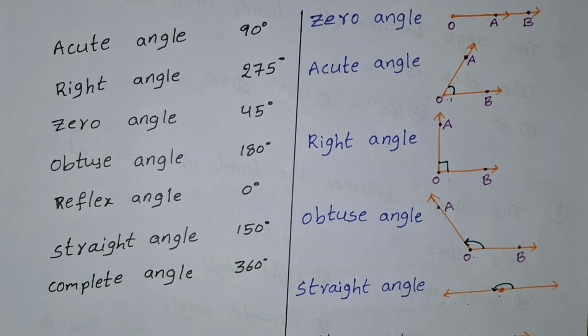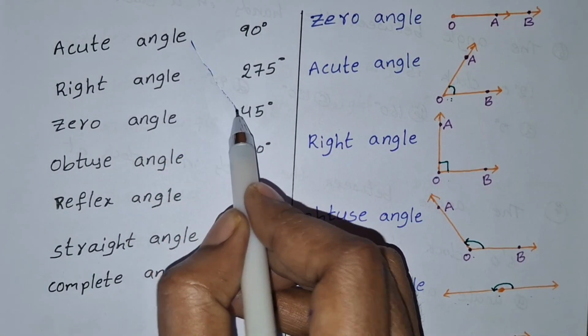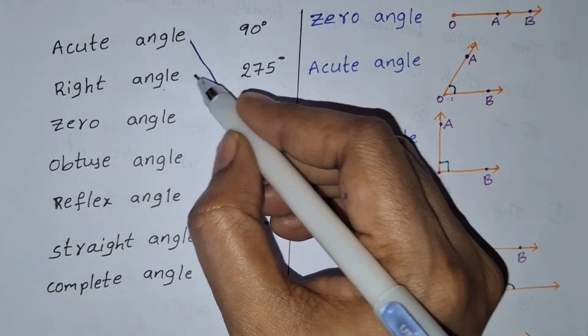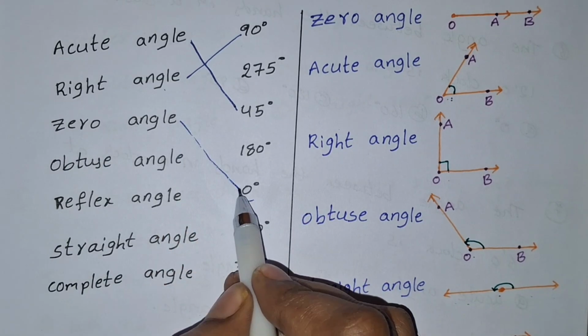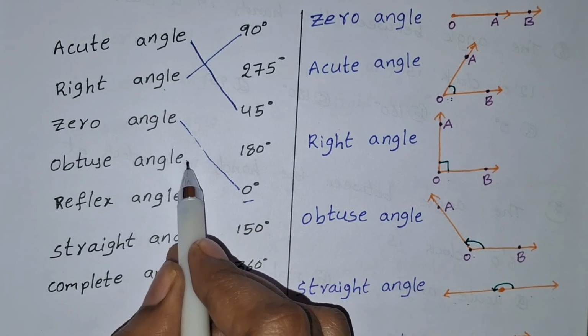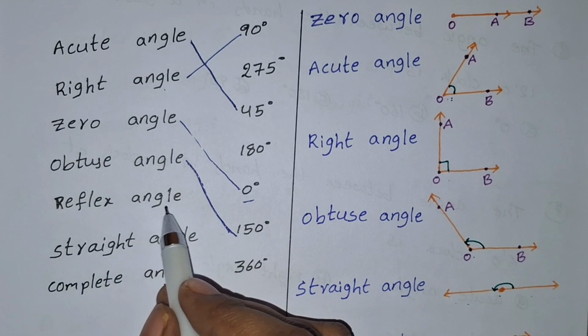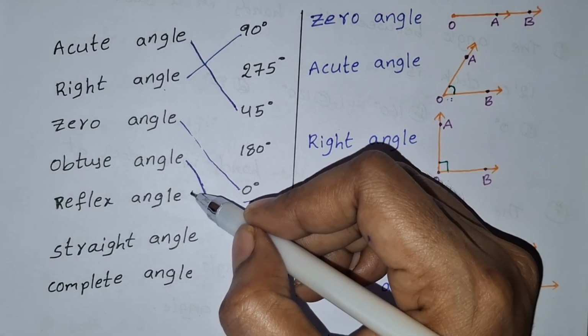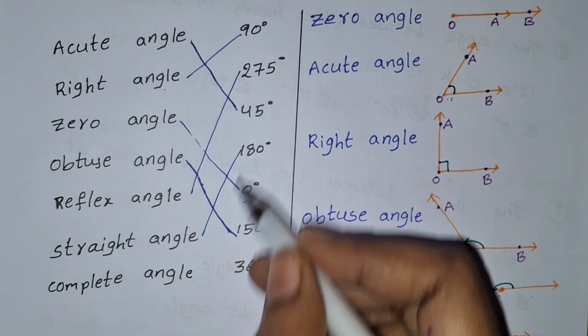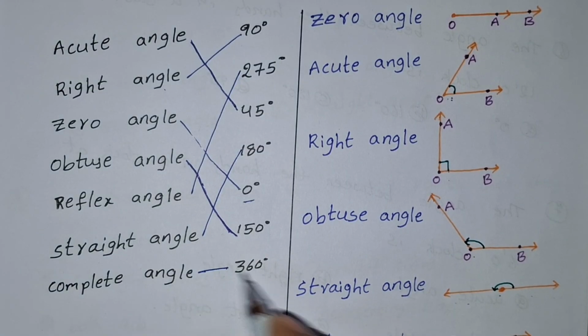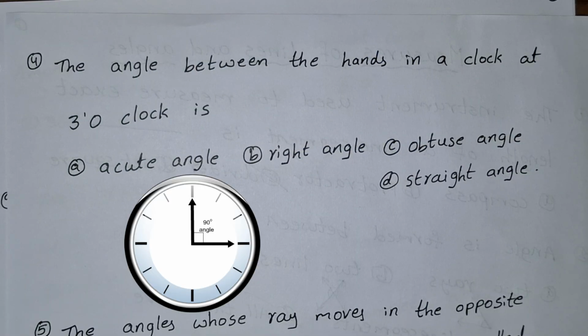Now match the angles. Acute angle, less than 90 degrees. Right angle, 90 degrees, equal to 90 degrees. Zero angle, 0 degrees. Obtuse angle, more than 90 degrees. Reflex angle, more than 180 degrees. Straight angle, equal to 180 degrees. Complete angle, 360 degrees. The angle between the hands in a clock at 3 o'clock is.